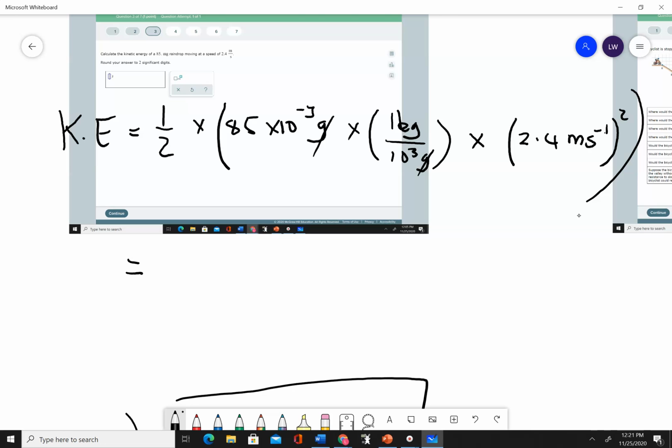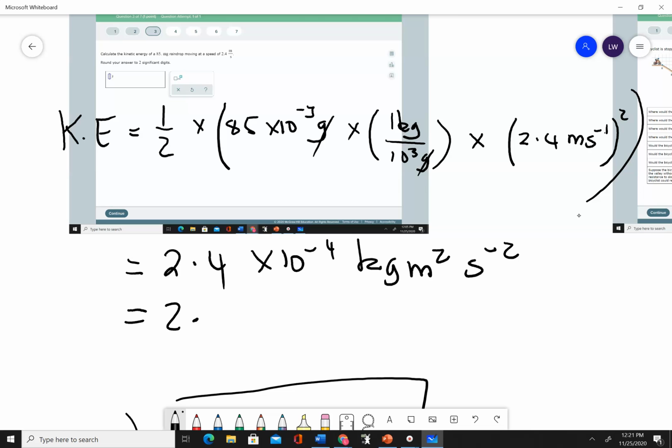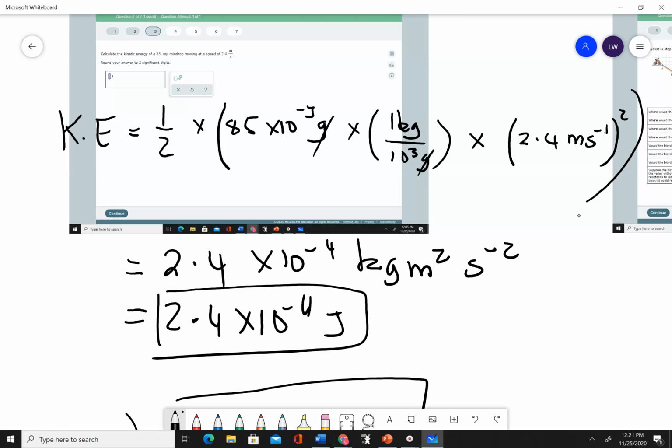2.4 squared. And I get my answer, and it doesn't look like it's very much. It says it is 2.4, and we're going to do 2 sig figs, 2.4 by 10 to the minus 4, and the units are kilograms meters squared seconds to the minus 2, which I pointed out was exactly the same as joules. So not many joules in a raindrop that's moving that slowly, which is what we would expect.